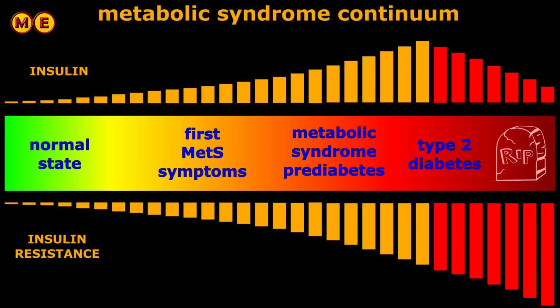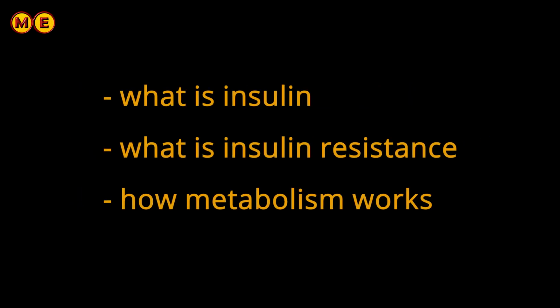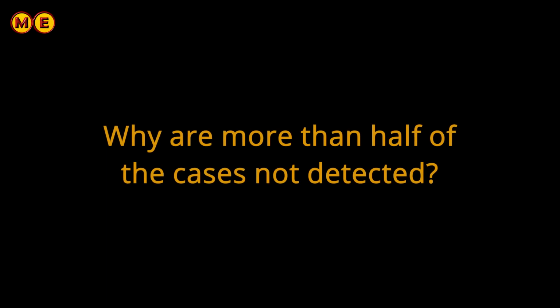This is metabolic syndrome. I know that now you probably have questions like what causes high insulin, what causes insulin resistance, what is the diet, but we will talk about all that in some of the next videos. Because the diet is specific, and insulin resistance and high insulin can be caused by different things and in different ways. And in order to understand how the diet works and why this vicious circle is formed, you need to know what is insulin, what is insulin resistance, and how metabolism works. So for now, let's keep the focus on metabolic syndrome and find the answer to the next question. Why more than half of the cases are not detected?